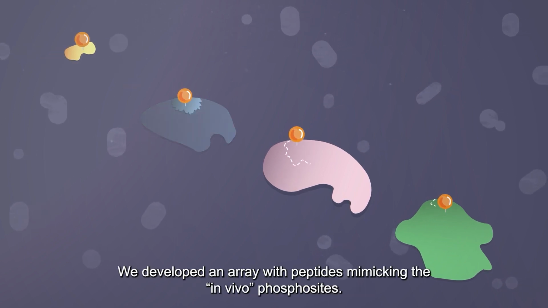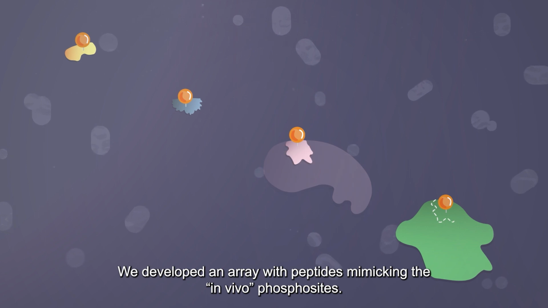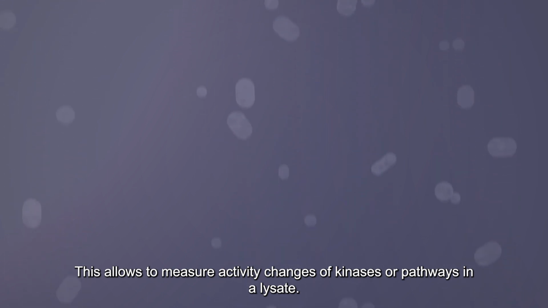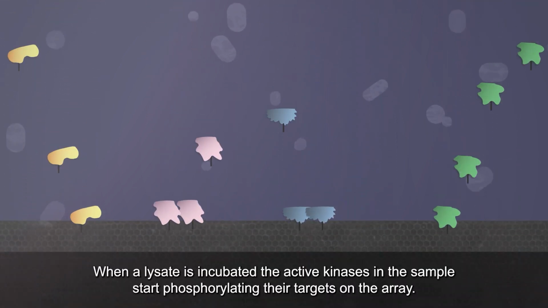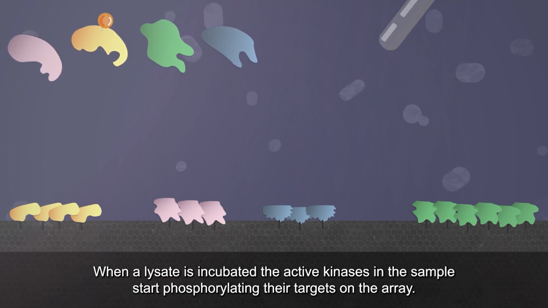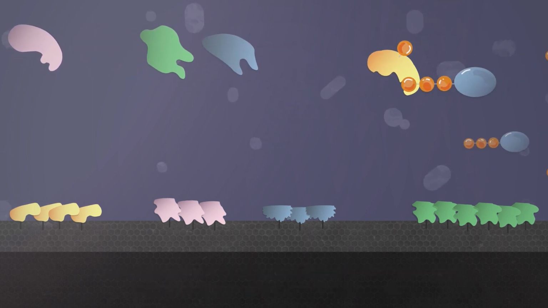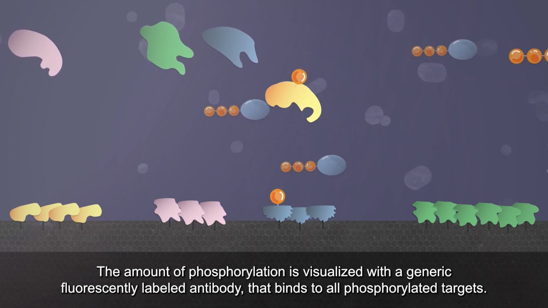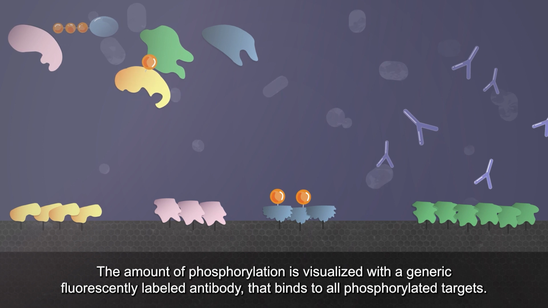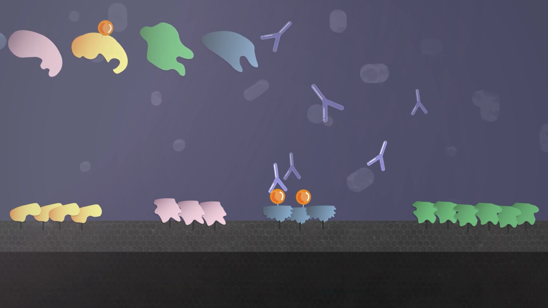We developed an array with peptides mimicking the in vivo phosphosites. This allows to measure activity changes of kinases or pathways in a lysate. When a lysate is incubated, the active kinases in the sample start phosphorylating their targets on the array. The amount of phosphorylation is visualized with a generic fluorescently labeled antibody that binds to all phosphorylated targets.